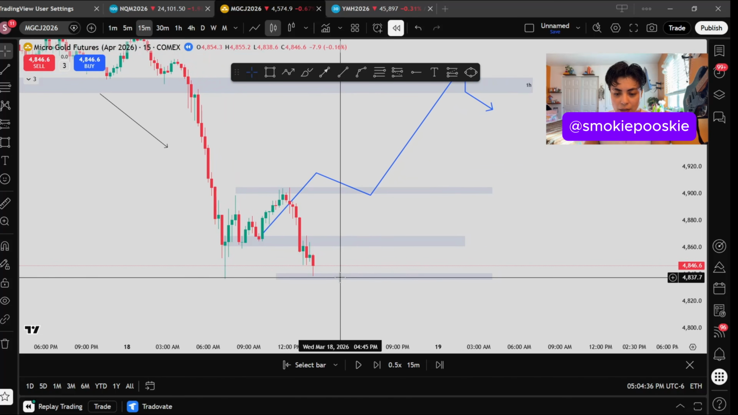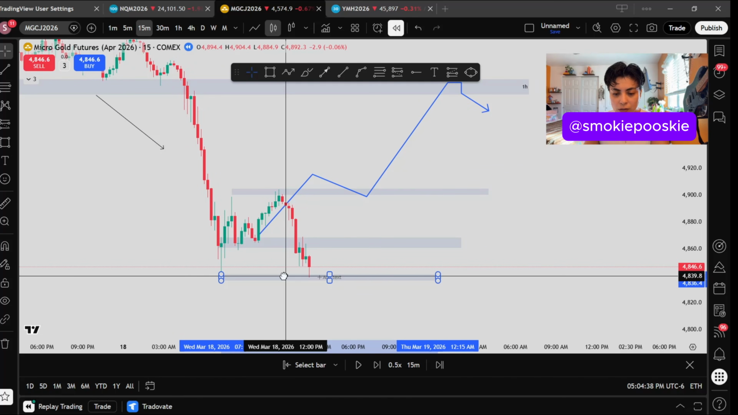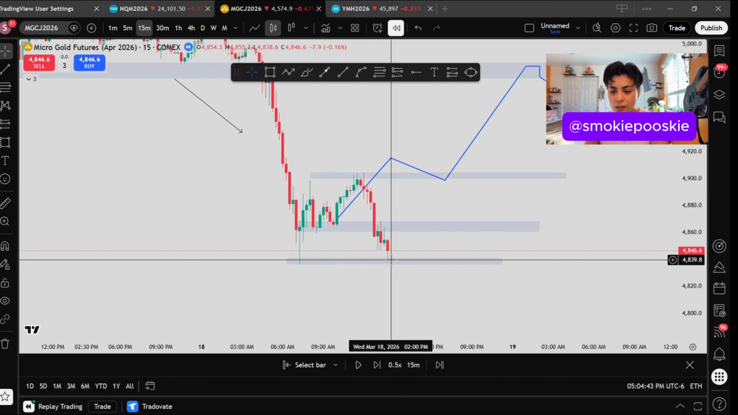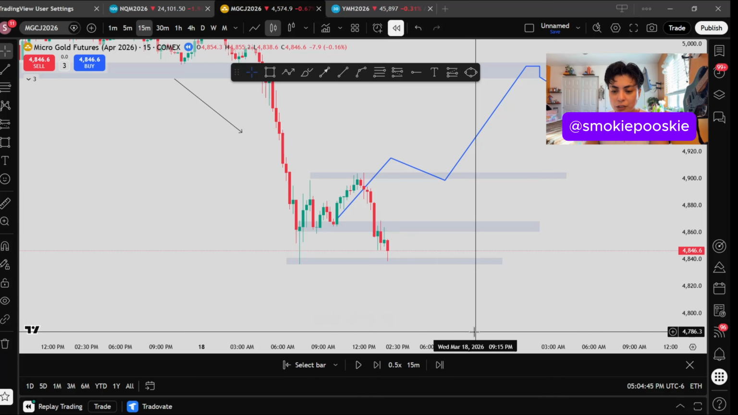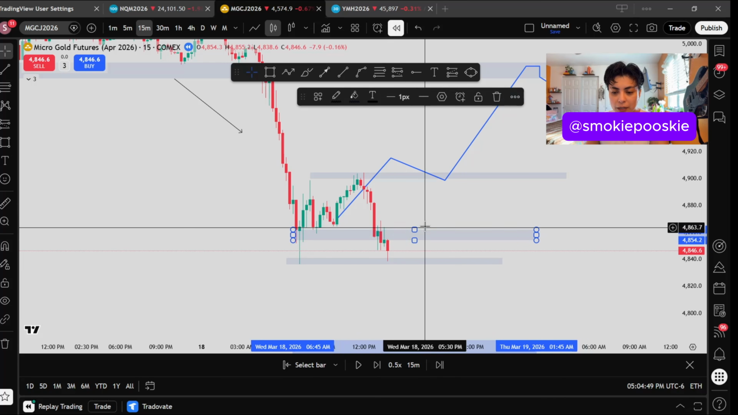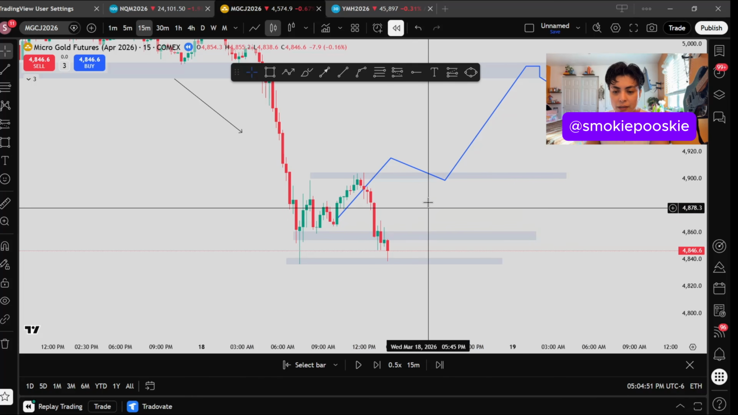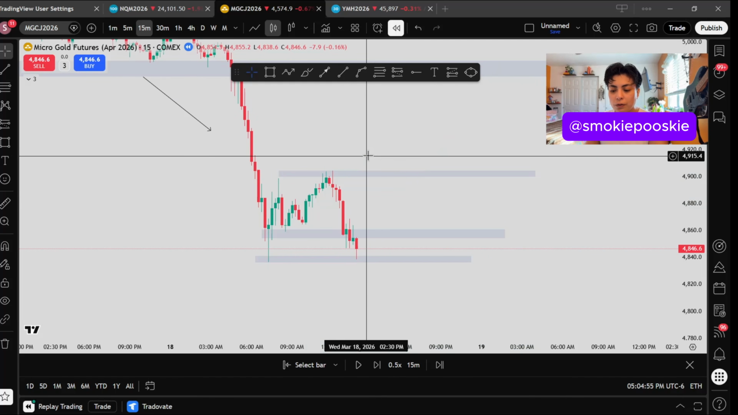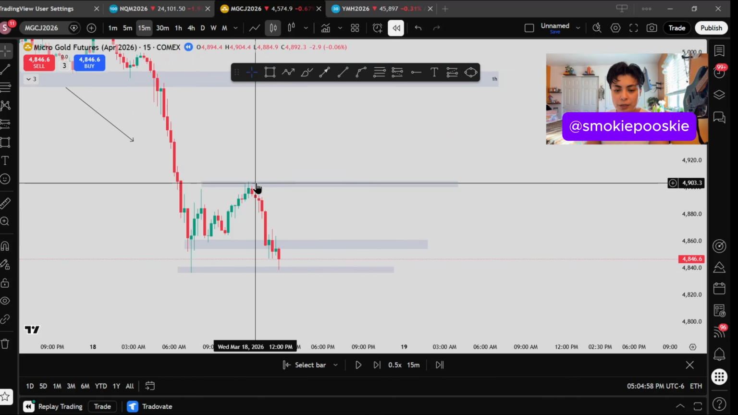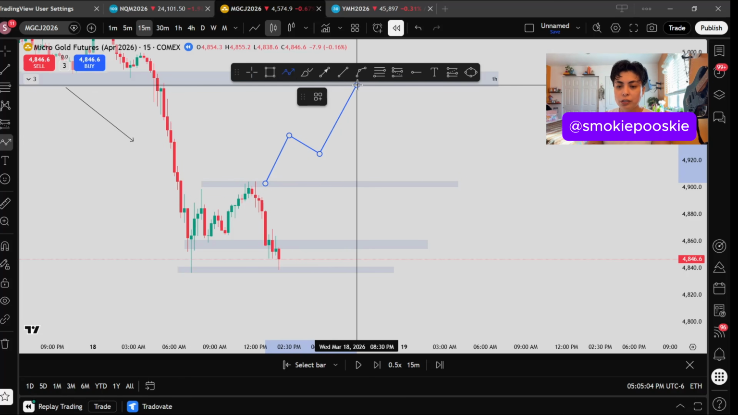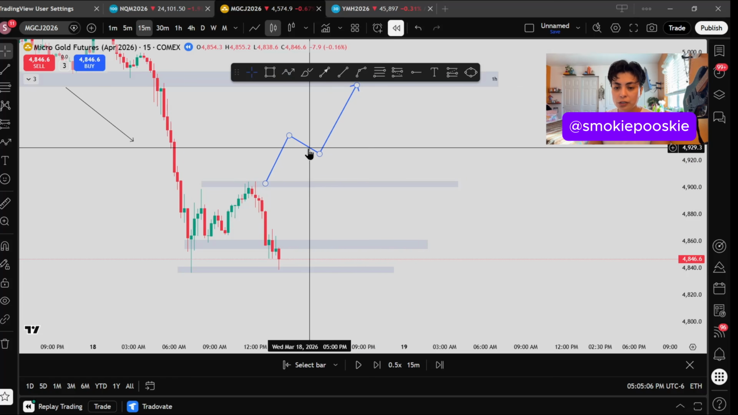I think I did have mine looking more like this, because I included this wick, and then this candle came and rejected it. And so I had this level marked out more like this. And then I did have this level because that was the highest point. So I know that if price breaks above here, then I was going to see more of that correction, because I know bullish structure in a downtrend is a correction.